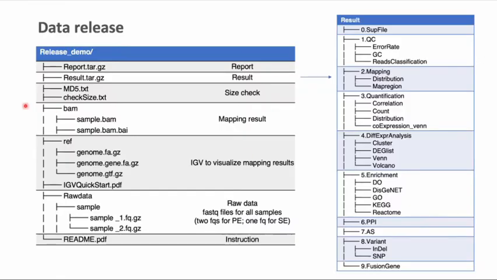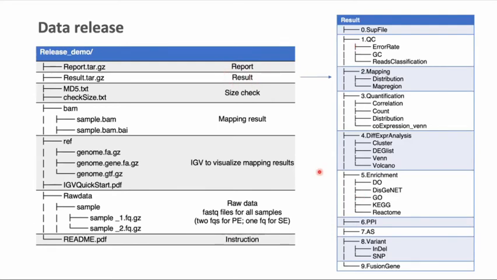So here, the arrows are pointing to where the junctions are. And in our data release, we will include a README, which is an instruction for how you can use your data, our raw data, FASTQ files, and our mapping results. And also we will have our complete report to introduce each step, and a result package showing on the right.